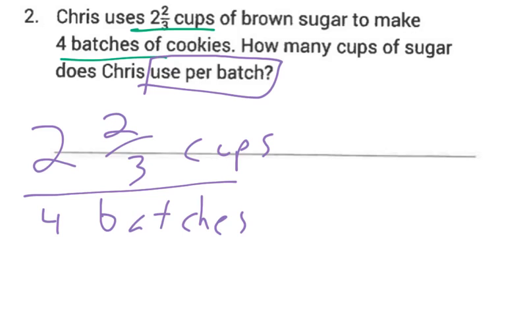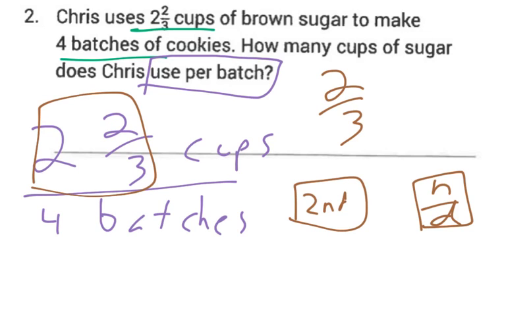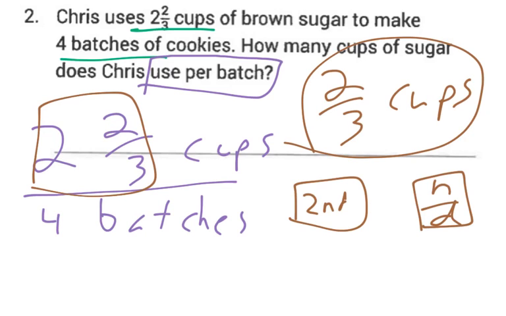So we are going to divide. So in our calculators, now this is a mixed number. To put that in your calculator, hit the second button and then hit the N over D button, and that'll let you put a mixed number in. So I have 2 2/3, and I'm going to divide that by 4, and so I get 2/3. So how many cups of sugar does he use per batch? He uses 2/3 of a cup of brown sugar.